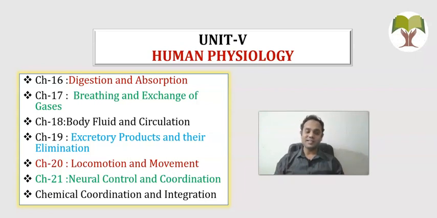In chapter number 17, you will be studying breathing and exchange of gases. Here primarily you will study the process of respiration. So what is respiration? In very simple terms, it is the exchange of CO2 with oxygen. Oxygen is taken inside from the environment, whereas CO2 which is produced in the body is exhaled into the surroundings. Inhalation and exhalation, that overall process can be roughly called respiration.